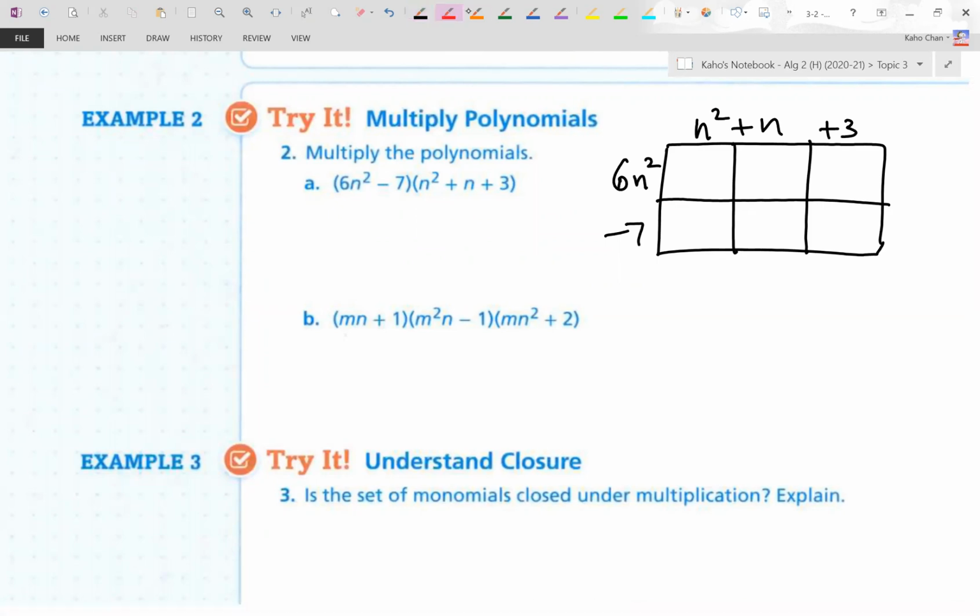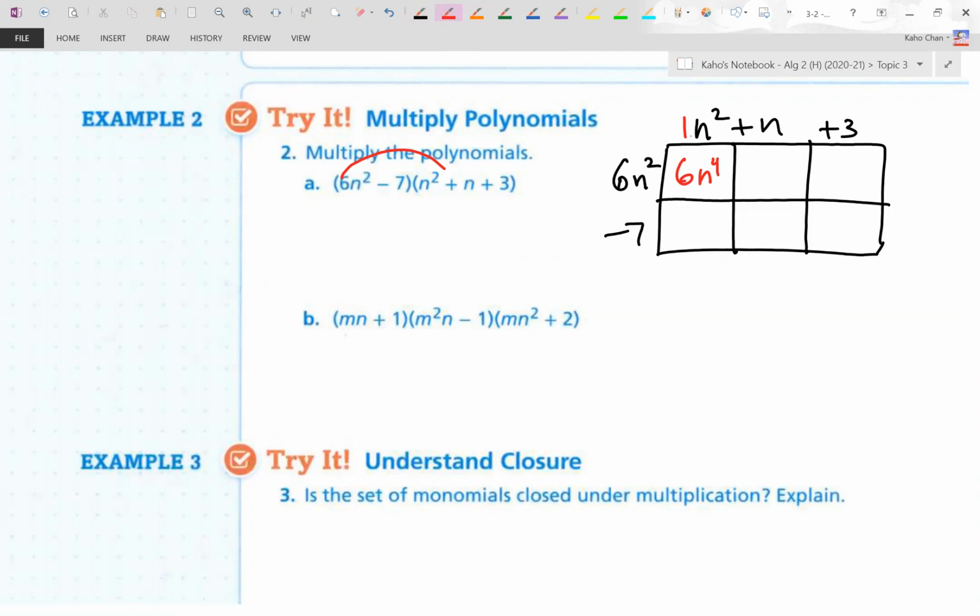You can do this if you like. Here we go. 6n squared times n squared is 6n to the 4th. Remember, there's an invisible 1 right there. 6 times 1 is 6. N squared times n squared is n to the 4th. You add the exponents. That is the property from back when.